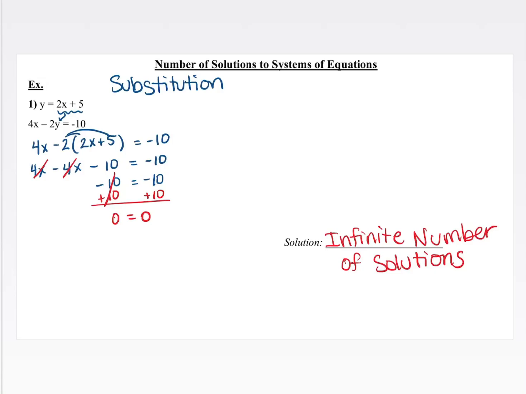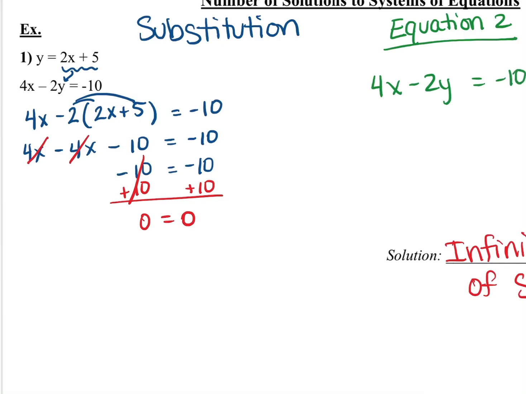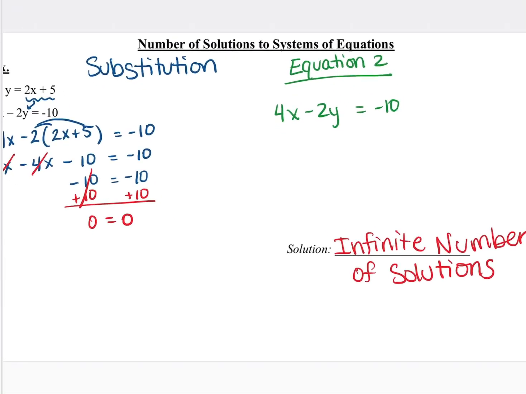So we have this first equation here, y equals 2x plus 5. What I want to do is take the second equation, which is 4x minus 2y equals negative 10. Now this equation is written already in standard form, but what I want to do is convert it to slope-intercept form so we can compare the two. So we're going to isolate our y variable, and we're going to subtract 4x from both sides. On the left-hand side it reduces.